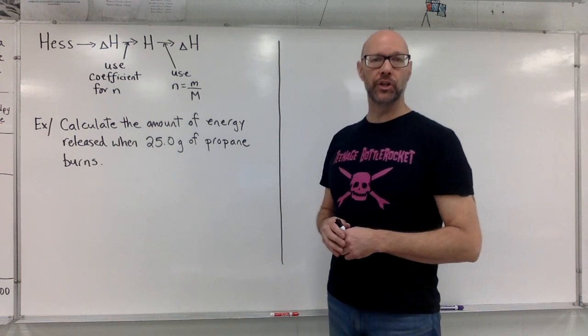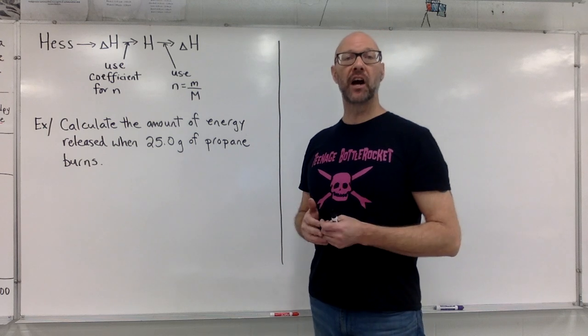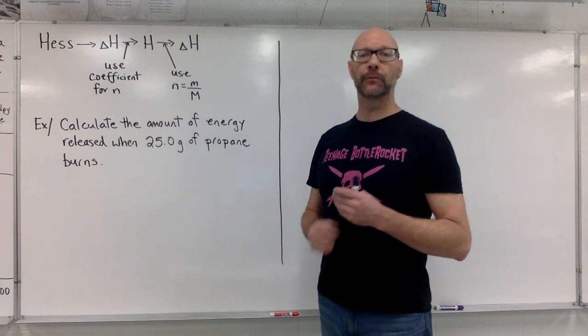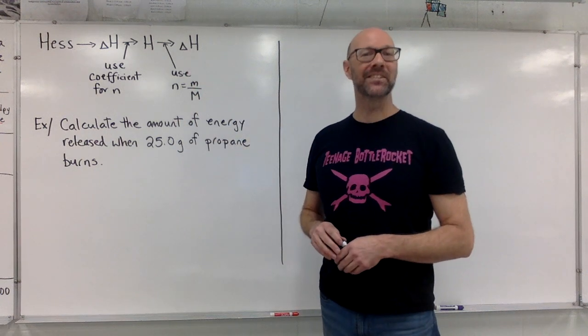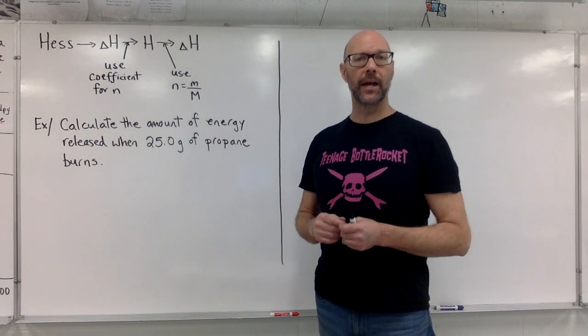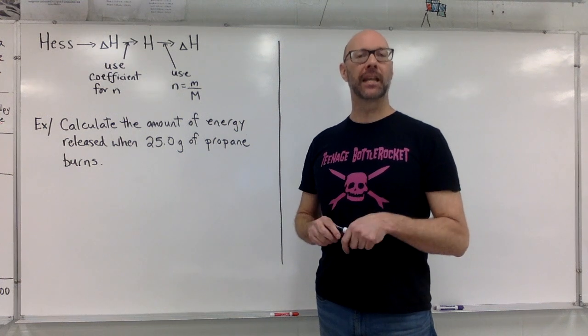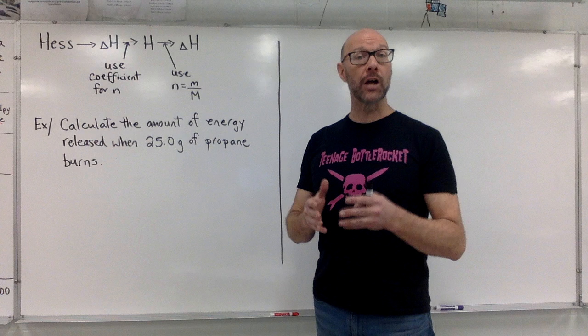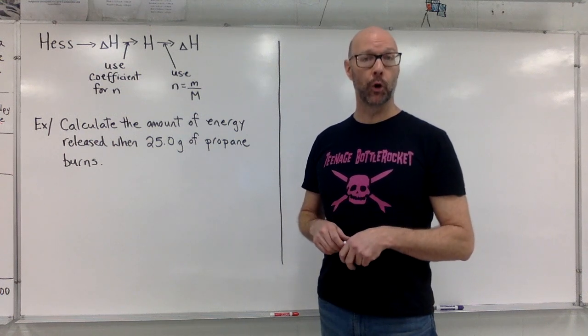Calculate the amount of energy released when 25.0 grams of propane burns. Our first step is to do Hess's Law to find that delta H. In order to do that, what we need is a balanced chemical reaction. This is going to be propane burning. It's the hydrocarbon combustion for propane.